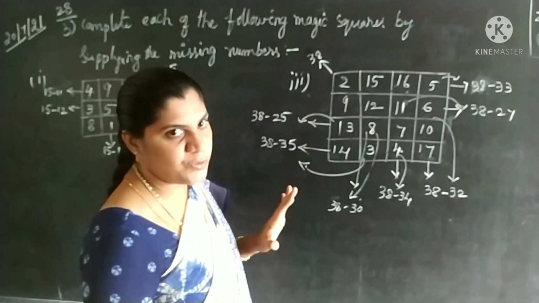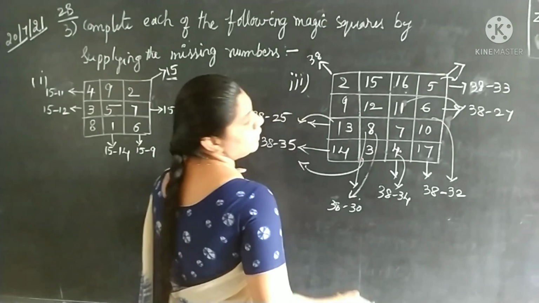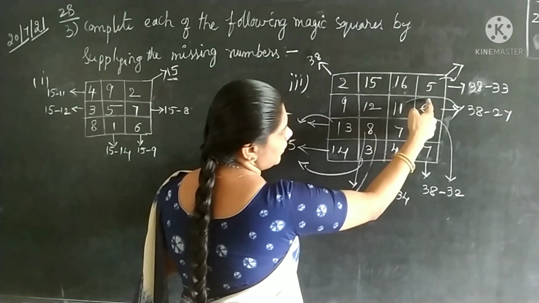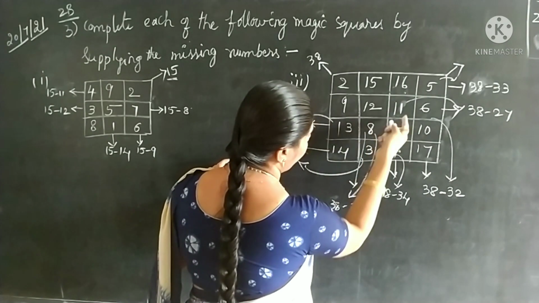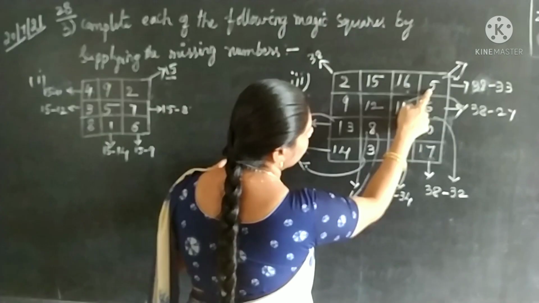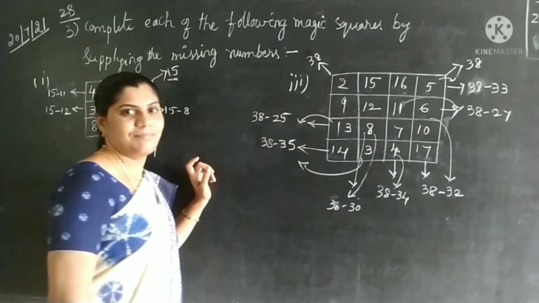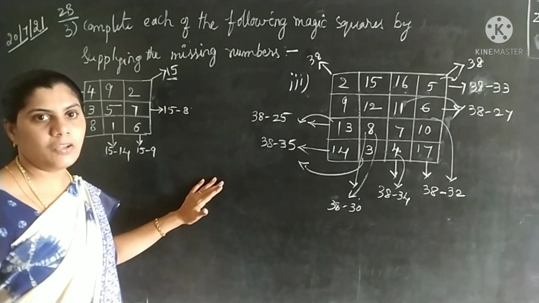Now, on the lines we have checked here, what else? Check this horizontally also once. You have to get 38 here also. We have filled all these numbers, so check this answer also once. 14 plus 11, 25. 25 plus 5, 30. 30 plus 8, 38. Got it? Yes. Okay. This is about the magic square. Okay. Now we have done these problems.